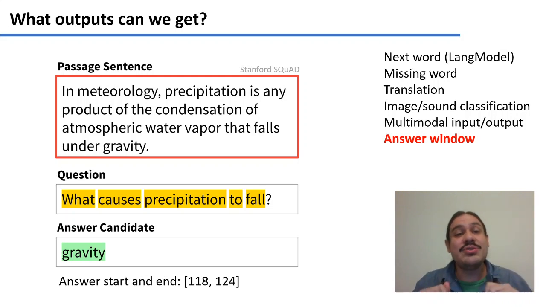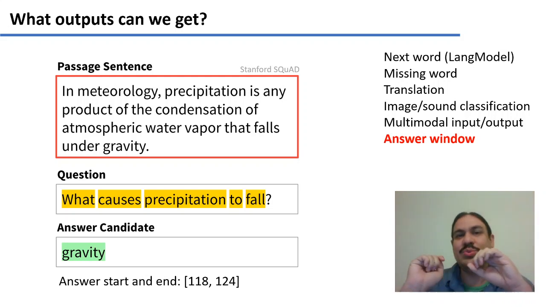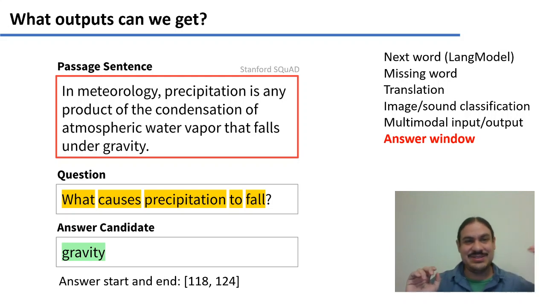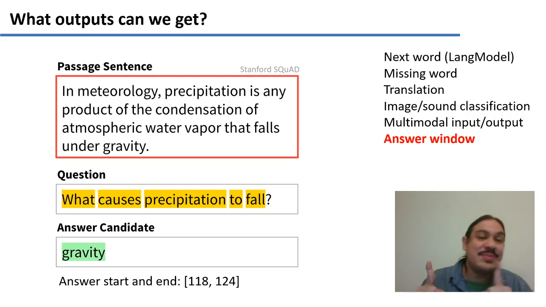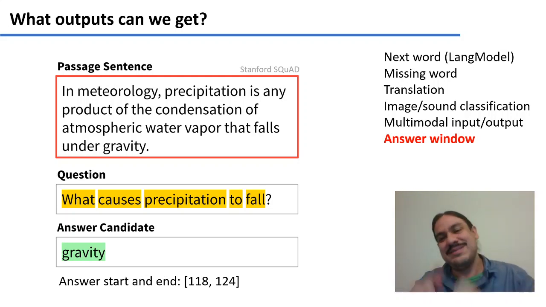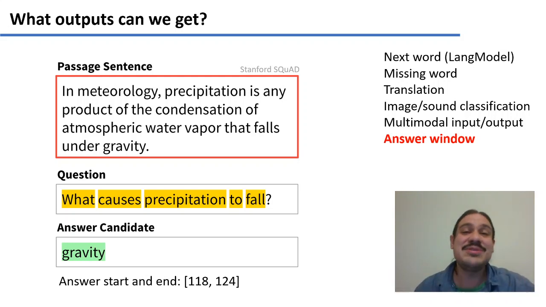And what this network learns to do is to find two numbers: the index of the string for the start of the answer, and the index for the end of the answer in the string. So let me say that again. What it learns are two numbers, the part of the string where the answer begins and the part of the string where the answer ends. Gravity, for example. BERTs can be adapted to many things, but this is one way that they can do it.